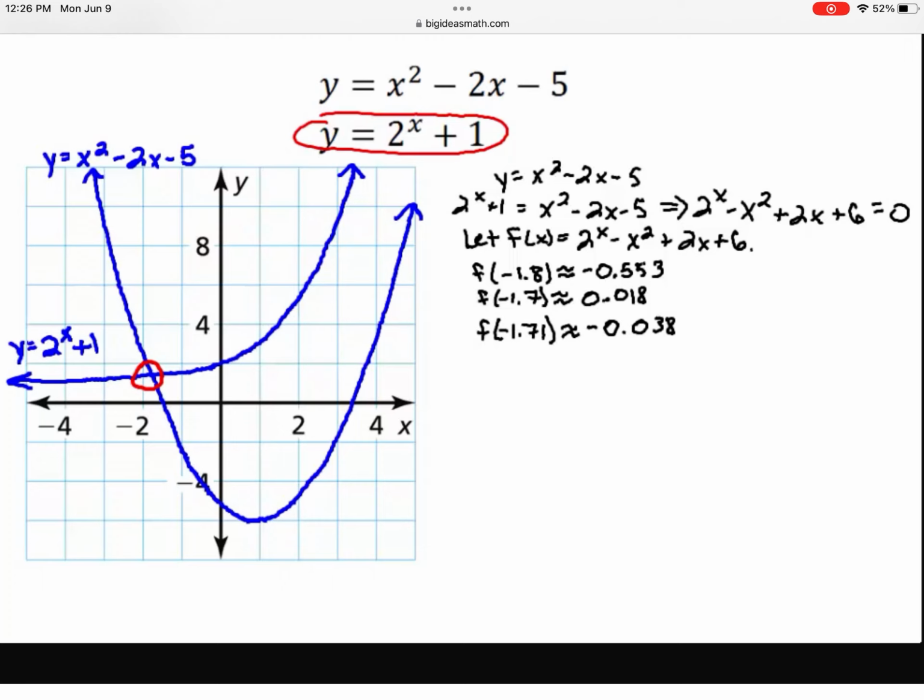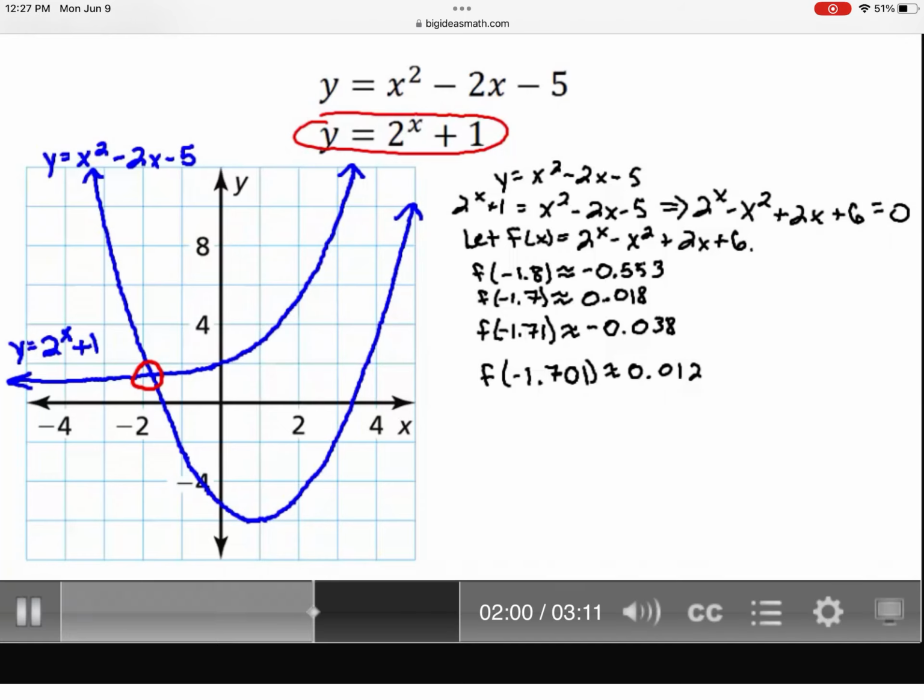f of negative 1.71 is approximately equal to negative 0.038. Because f of negative 1.71 is negative and f of negative 1.7 is positive, the zero is between negative 1.71 and negative 1.7. f of negative 1.7 is closer to 0. So decrease your guess and evaluate f of negative 1.701. f of negative 1.701 is approximately equal to 0.012.